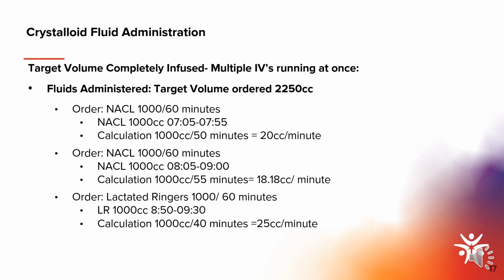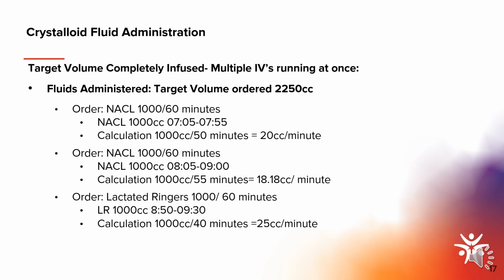Our last example demonstrated how to determine the infusion end time when multiple IVs are administered in succession. In this example, we will determine the target volume end time when 2 IVs are running at once. Because we'll be performing multiple calculations to come up with an accurate end time, the first order of business is to calculate the fluid rate per minute for all fluids administered. Let's use 2,250 cc's as the target volume to make this a little easier.